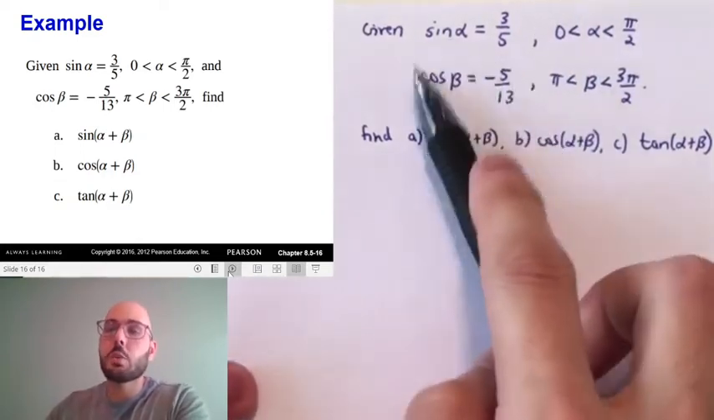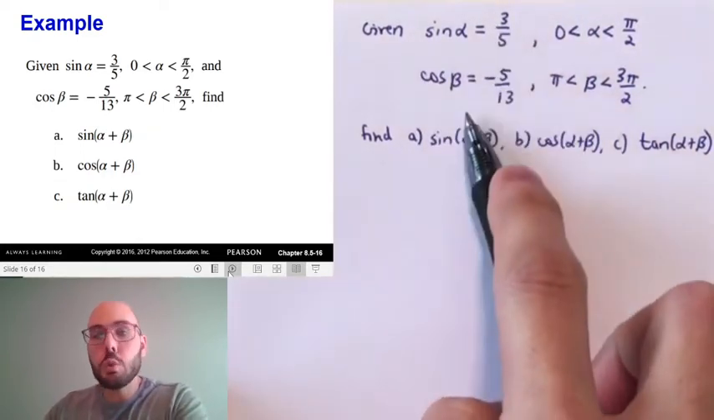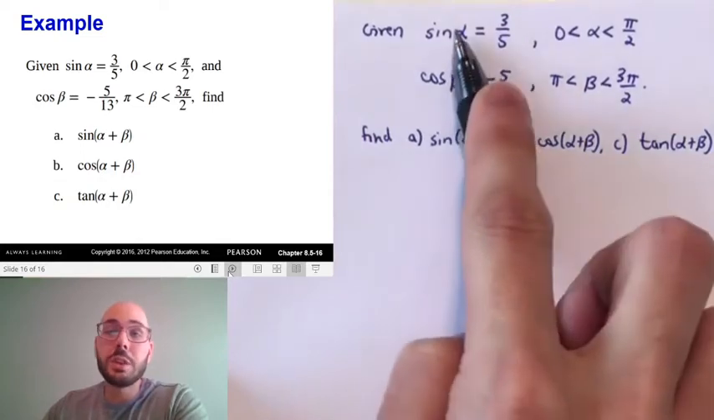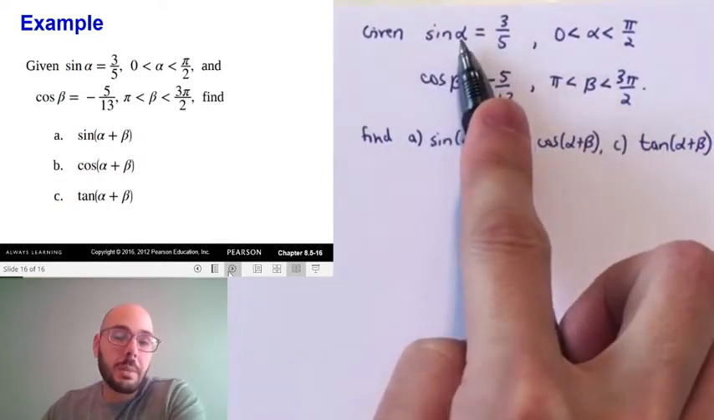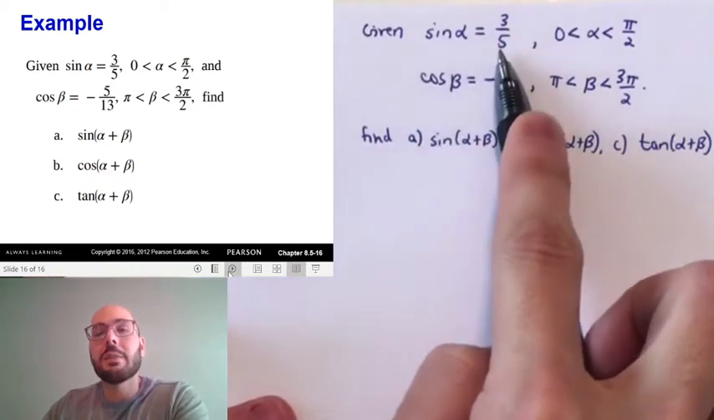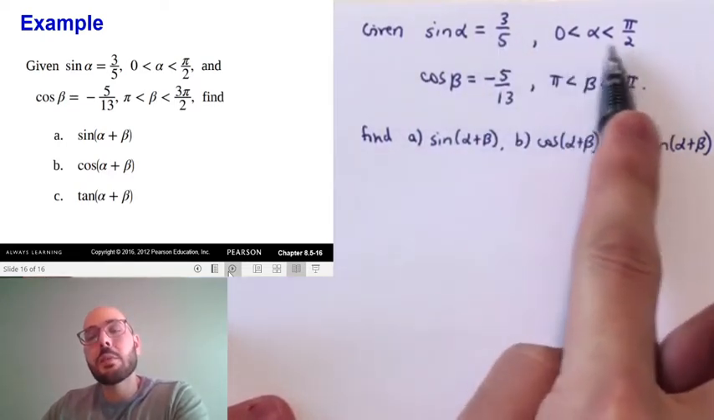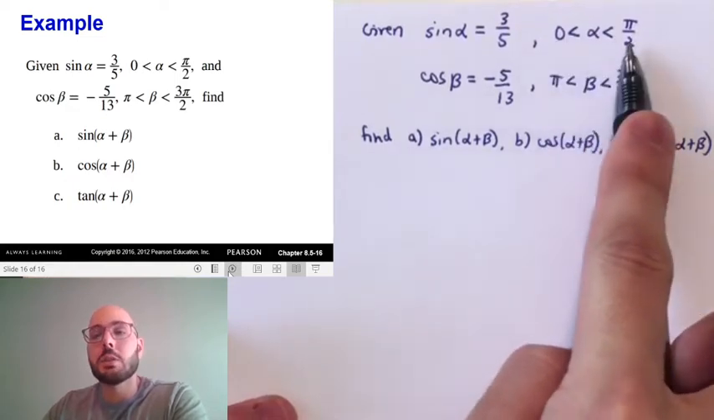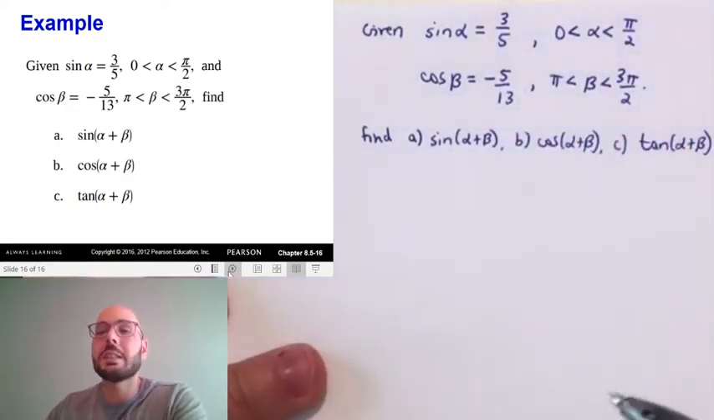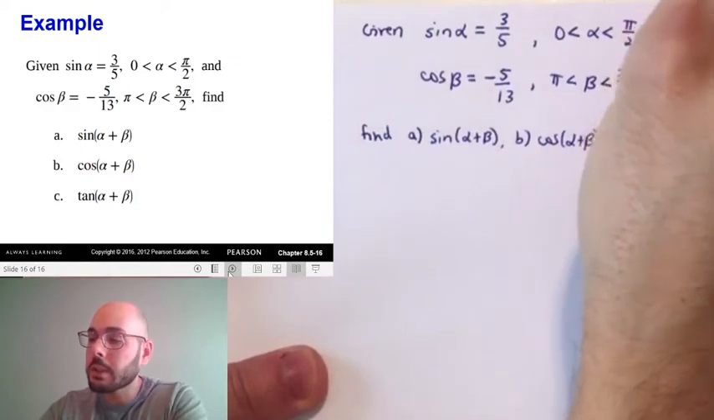So here's the situation. We're given 2 pieces of information with 2 different angles. So we have sine of alpha. We don't know what alpha is. It's some angle. Sine of alpha is 3 over 5. And this piece of information off to the right is telling us alpha is between 0 and pi over 2. Why is that important? Because alpha is in quadrant 1. That's what it's saying.